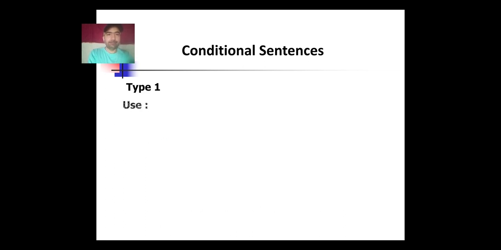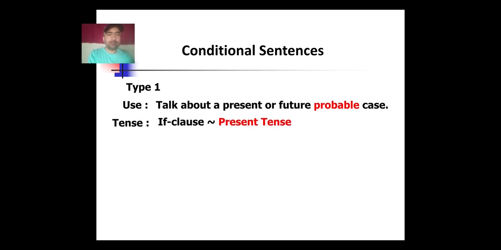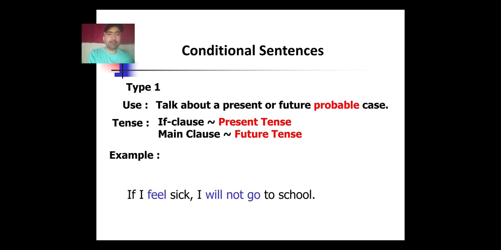Now type 1. The usage of type 1 is that it talks about a present or future probable case, meaning the likelihood of happening. It is likely to happen. The tense is present tense in the if clause, and in the main clause we use future tense. So an example is: if I feel sick, I will not go to school. Now the if clause is in present time, whereas the main clause is in future tense. So it shows most likelihood.